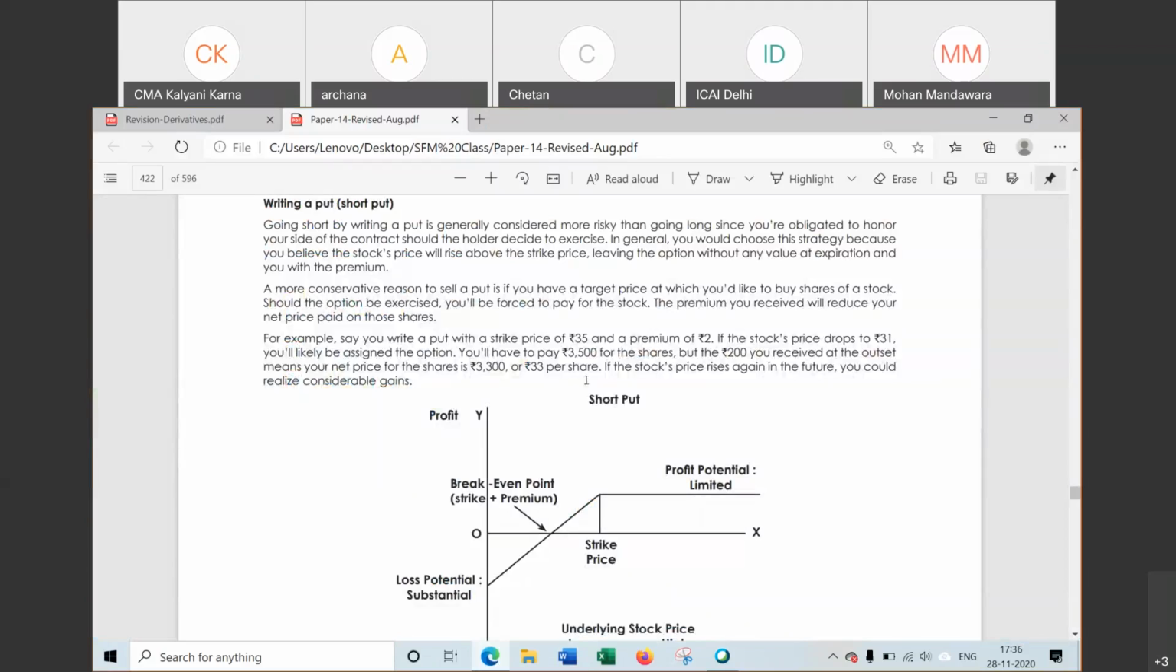I will send the theory of portfolio in the group. Please make short notes of the formulas for portfolio and derivatives. You should make short notes of derivatives in one to two pages and revise them.